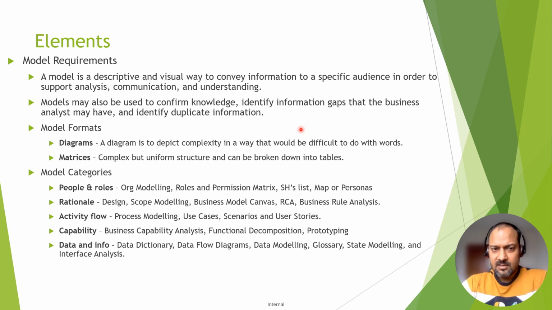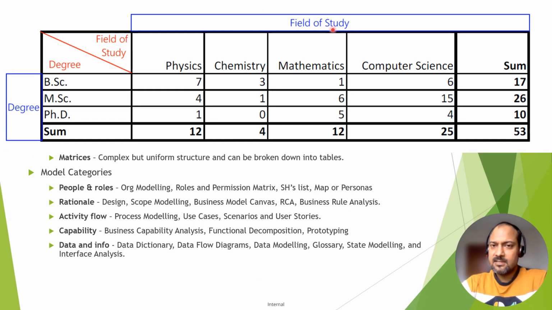Then we have matrices: a complex but uniform structure that can be broken down into tables. So an example for this, I would say, is a field of study. Just like when you work in Excel, the horizontal and the vertical rows are there, and they have a kind of interrelationship. Likewise, we have discussed the impact and influence diagram. That is another kind of matrix. Remember? So you can understand this. Field of study, degrees are BSc, MSc, PhD, and some fields of study: physics, chemistry, mathematics, computer science.